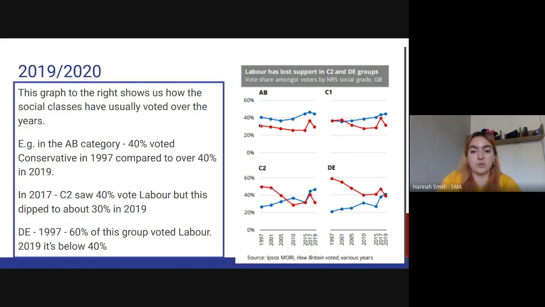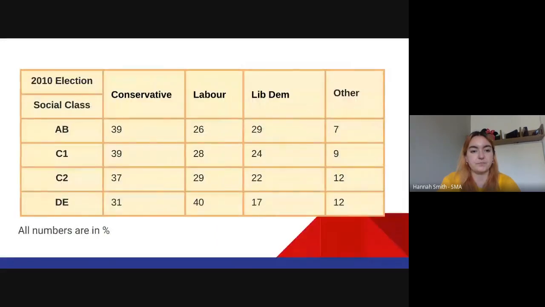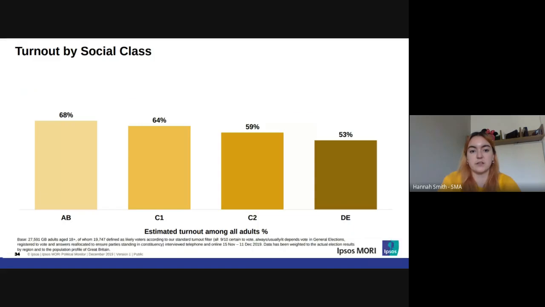We also look at the difference, A, B, they're not significant there. So think about that. We know in the 2010 election, and you'll need this for one of the activities I'm asking you to do this week, that these are the percentages of the social classes that voted. So for AB, 39% voted Conservative, 26% of AB voted Labour, 29% of AB voted Lib Dem, and 7% of those in the category AB voted for another party, so the Greens or SNP or a small party that we didn't include on the table. So you will need that to come back to.